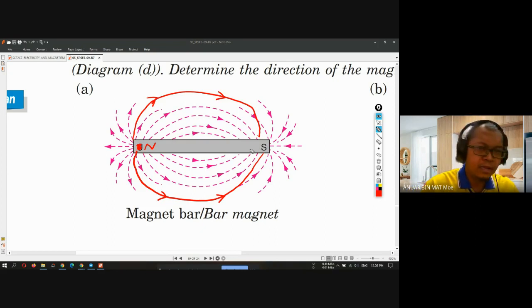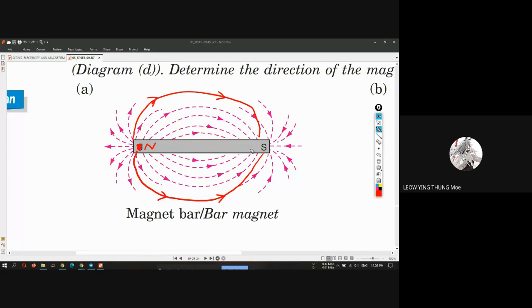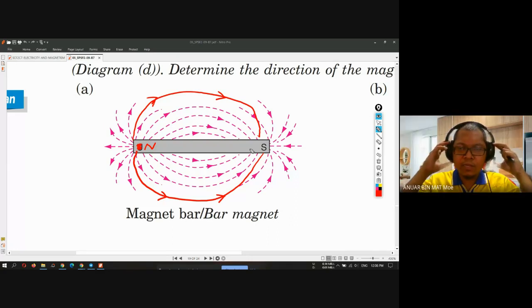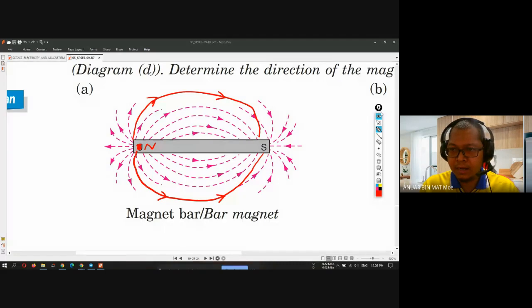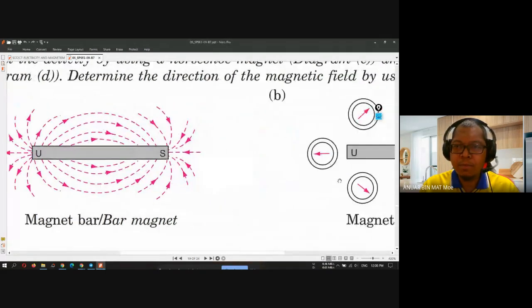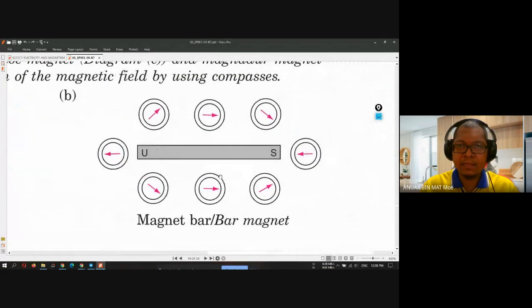Can you understand this, class? Make sure you are able to draw. Okay, very good. Thank you for your response. Make sure you are able to draw the direction of the magnetic field line. Okay, A is the bar magnet. So next one, B, by using a magnet. These are the answers.